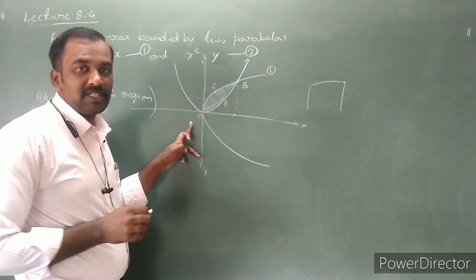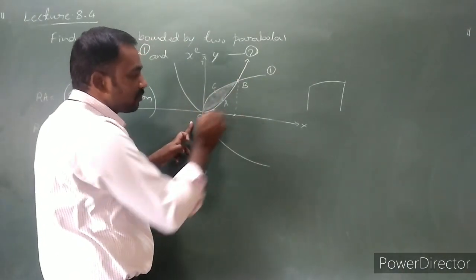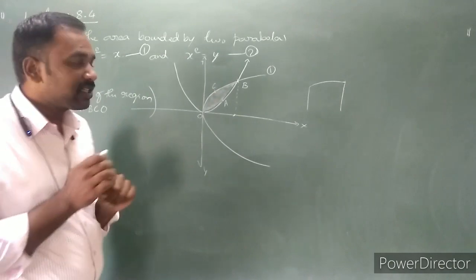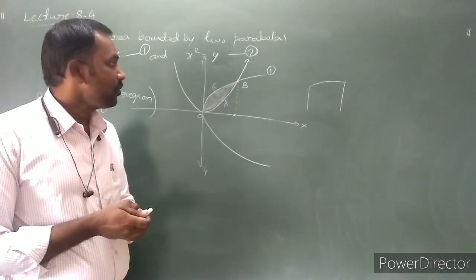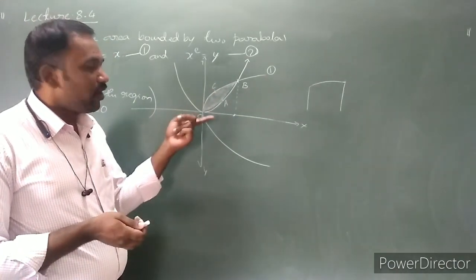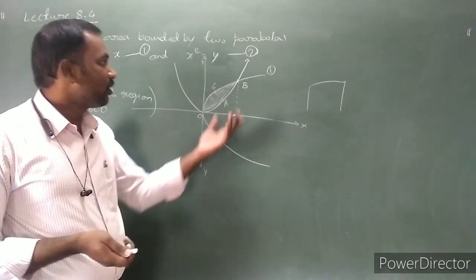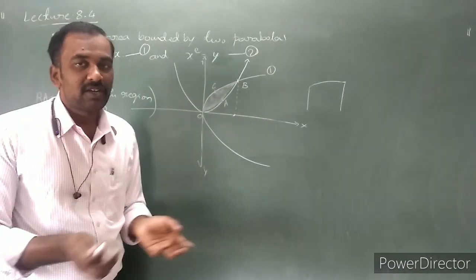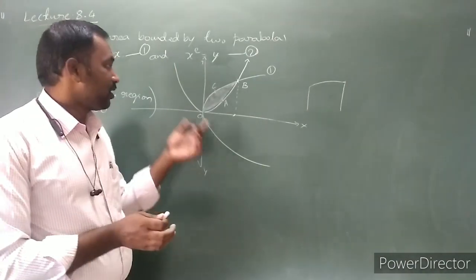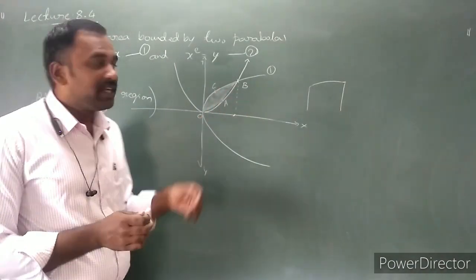What is the coordinate of P? How to find the coordinate of P? It is the point of intersection of the two curves. So solving these two curves, we will get the required point of intersection.